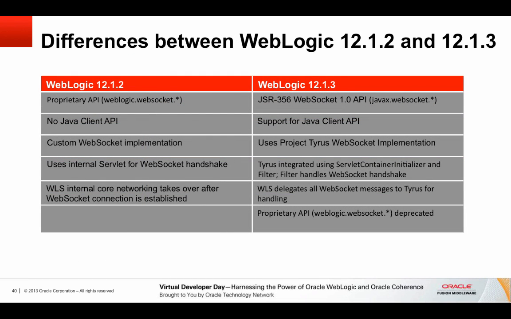I mentioned earlier on that WebLogic Server 12.1.2 had its own WebSocket API. WebLogic Server 12.1.3 is going to have support for the standard WebSocket 1.0 API, and really this is a list of the differences. Primarily driven by 12.1.3 integrating the project Tyrus, the reference implementation of the WebSocket 1.0 API, and then supporting that actual WebSocket API itself. So there's a number of differences in the way we handle things.